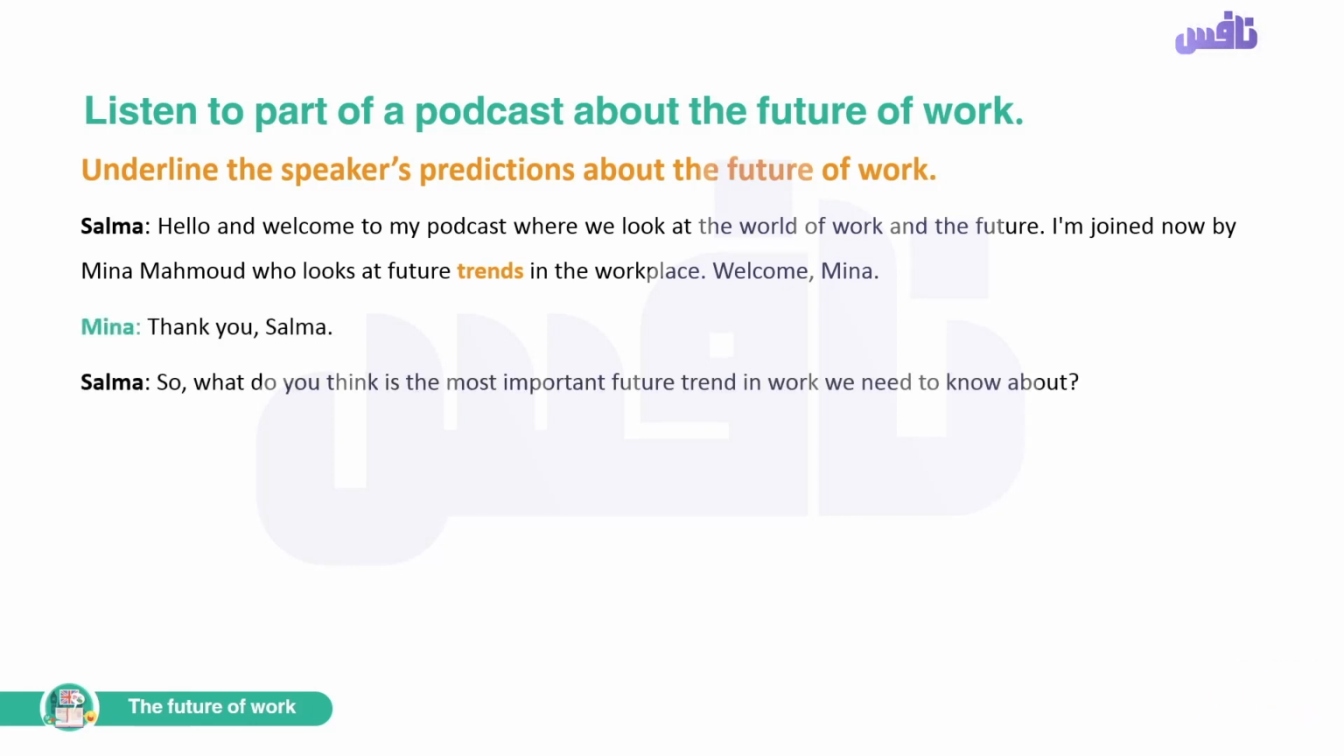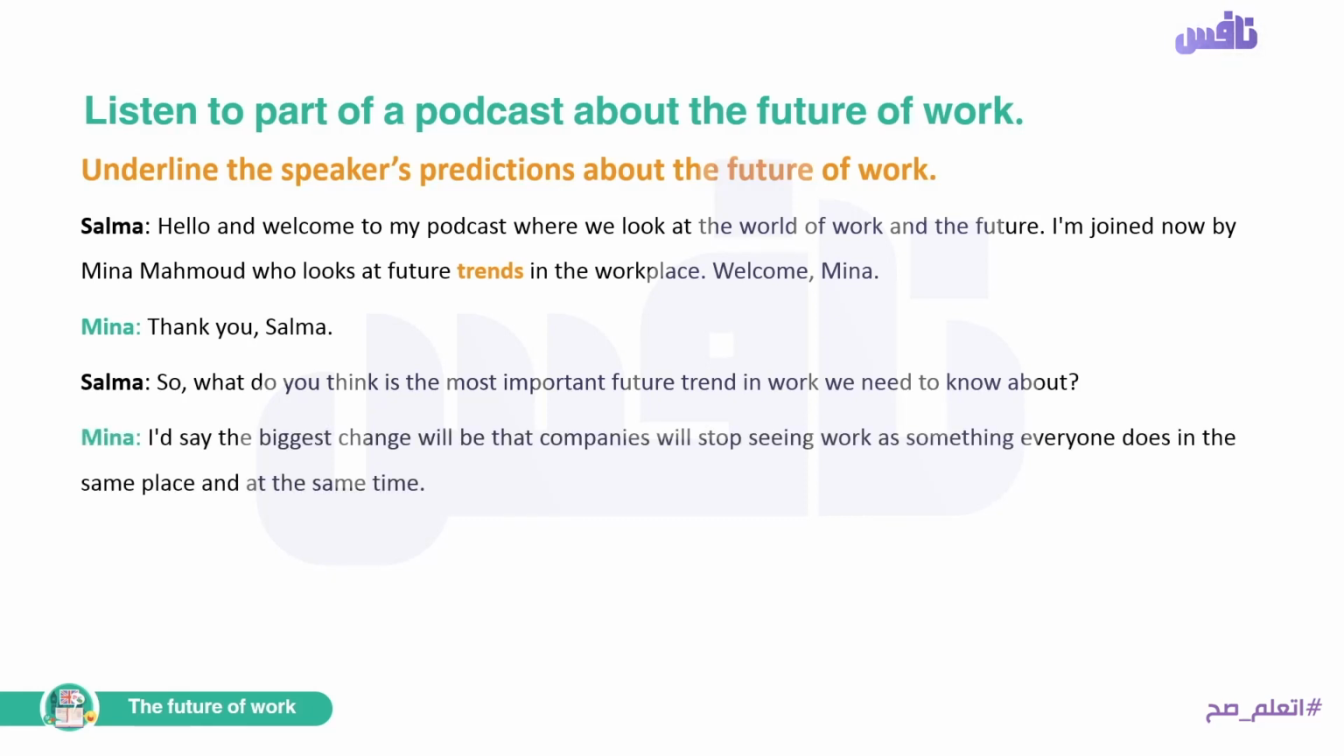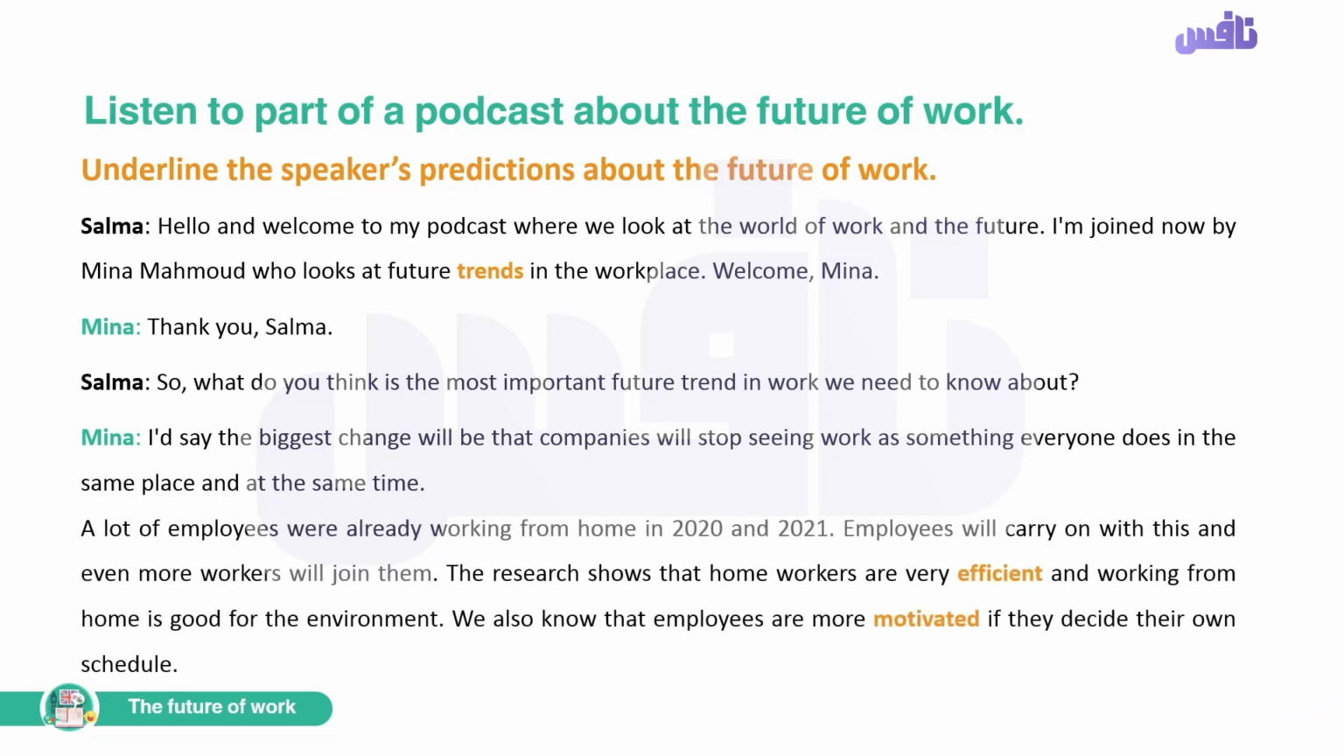Salma: So, what do you think is the most important future trend in work we need to know about? Mina: I'd say the biggest change will be that companies will stop seeing work as something everyone does in the same place and at the same time. A lot of employees were already working from home in 2020 and 2021. Employees will carry on with this, and even more workers will join them.